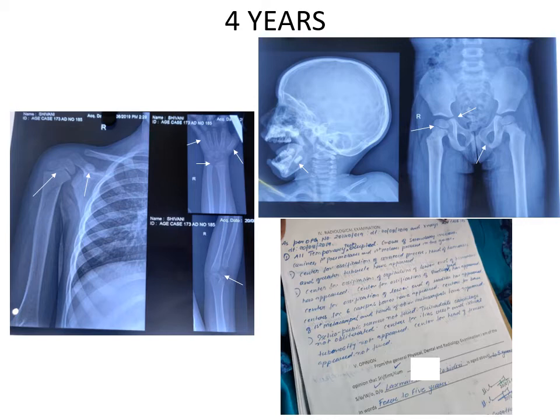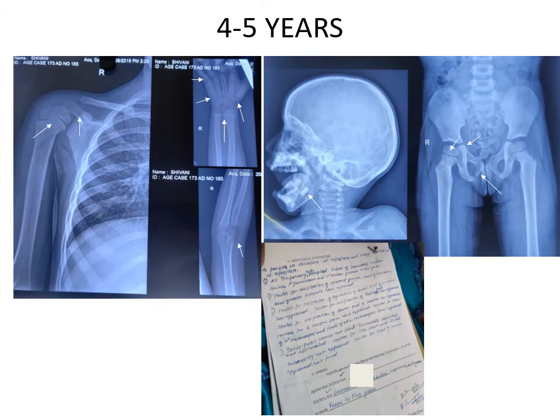So this is how we write the report. This is based on these findings. This particular person's age is about 4 years. Now coming into 4 to 5 years, all the changes are same, and you can see how many carpal bones there are. This is just another sample of the same age group, 4 to 5 years.